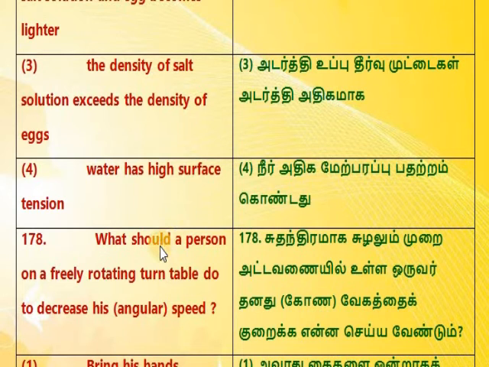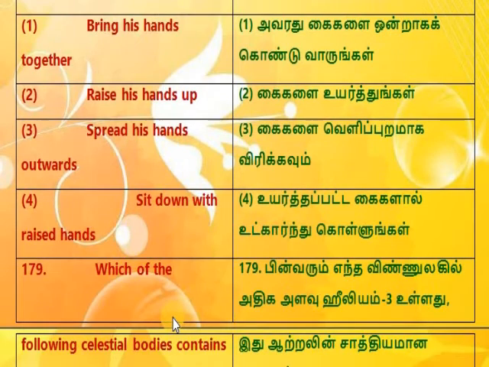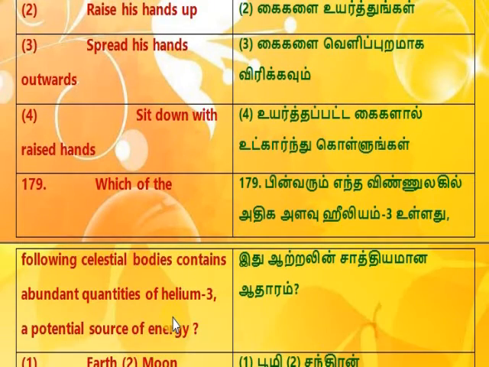178. What should a person on a freely rotating turntable do to decrease his angular speed? 1. Bring his hands together. 2. Raise his hands up. 3. Spread his hands outwards. 4. Sit down with raised hands.